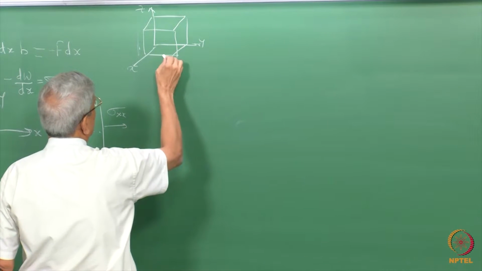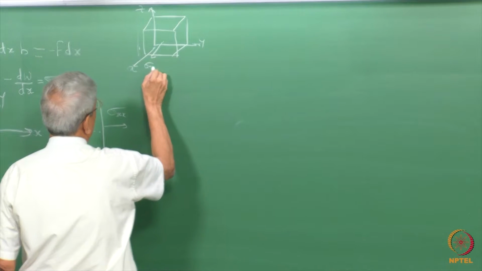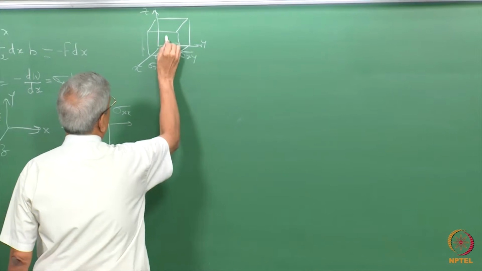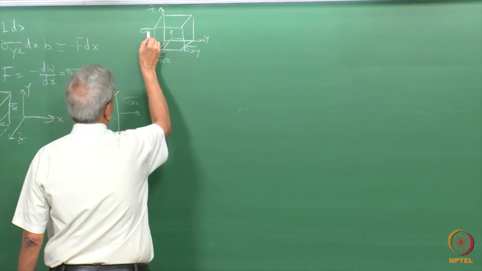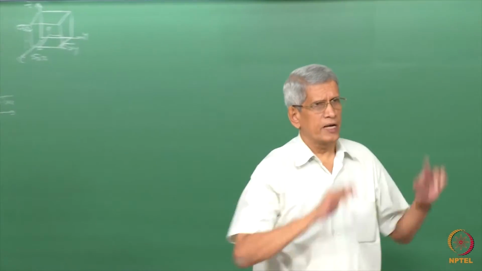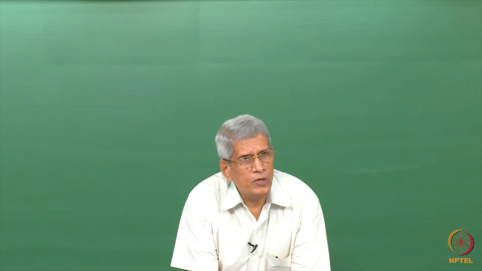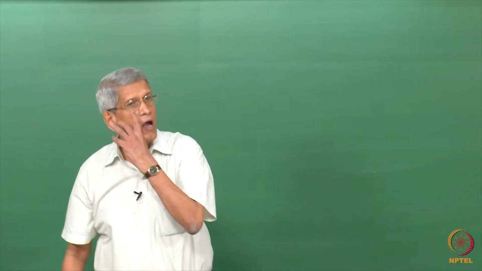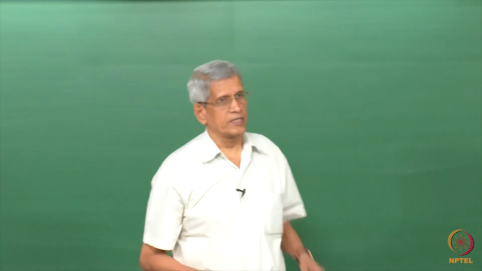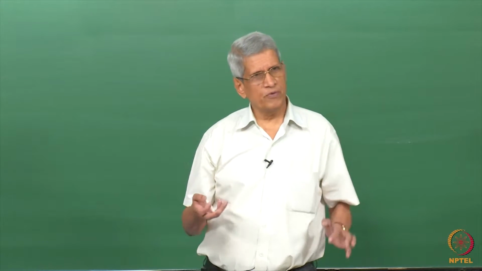With respect to this coordinate system which we have chosen, on this face we will have sigma xx. In this direction sigma xz, correct? Similarly, on all the other faces there are components. If we have these components which are known, what will be the force which is acting on any random plane? That expression which we have derived.